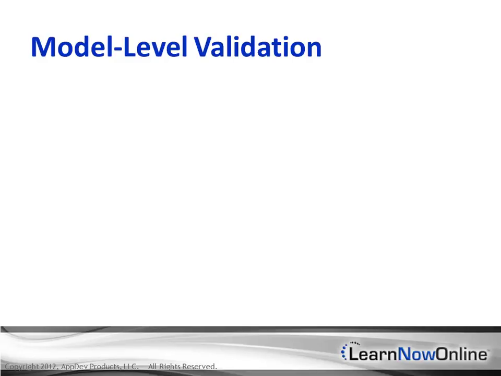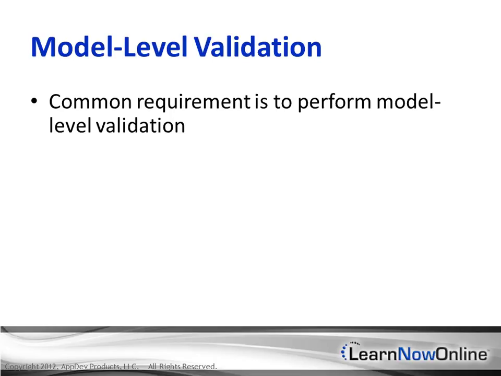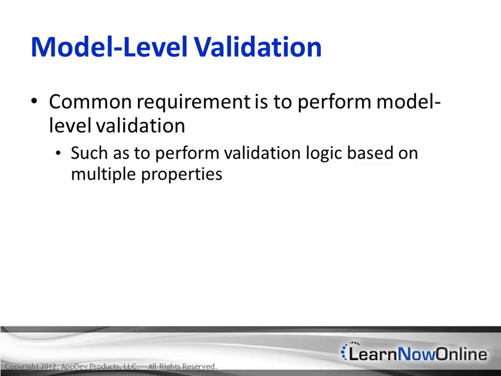Model level validation is a common requirement. This is usually done by sprinkling some attributes on top of your class library that contains your field elements within your model, such as name, last name, email, and so forth. These are used to perform basic validation logic based on multiple properties.